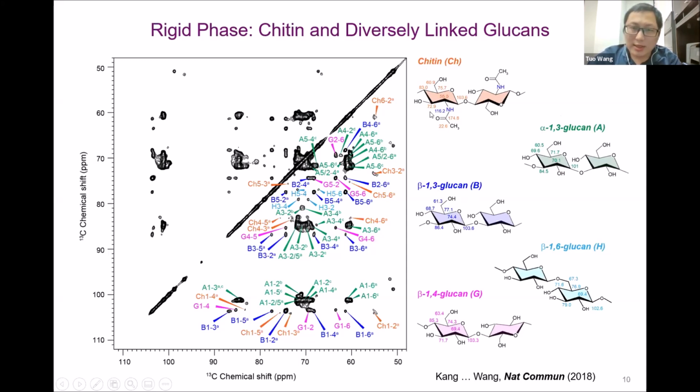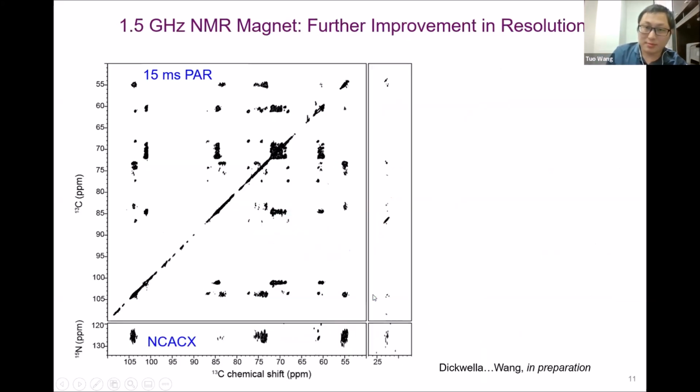I will especially guide your eyes to this well-resolved peak. So it's a chitin carbon-1 to carbon-2. And the chitin carbon-2 is covalently linked to the nitrogen in the amide group, which gave it a unique chemical shift at 55 ppm, just like a protein backbone. And this peak and this chemical shift further correlate with 103.6 ppm of the carbon-1, giving this well-resolved chitin carbon-1 to carbon-2 cross peak.